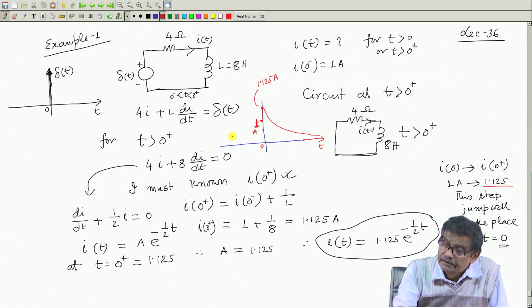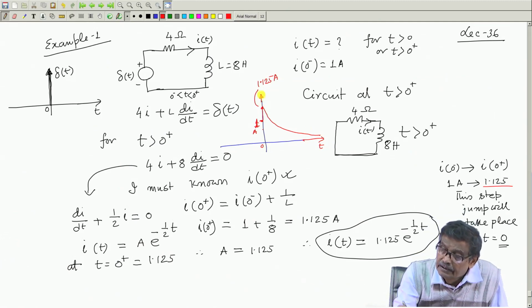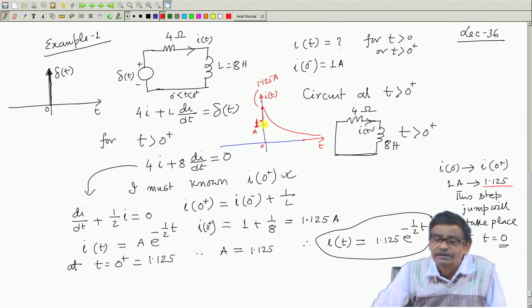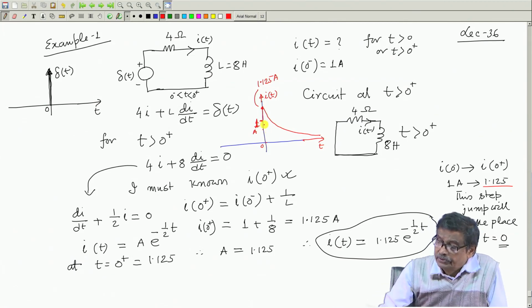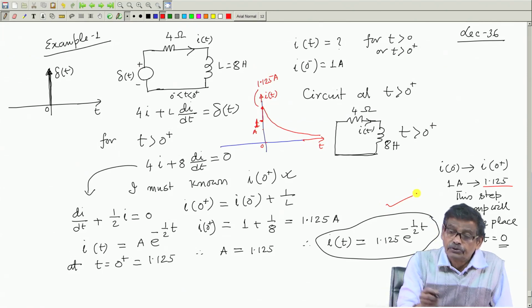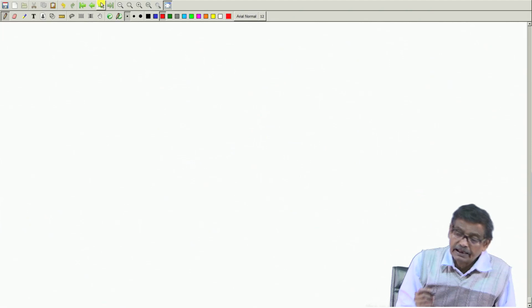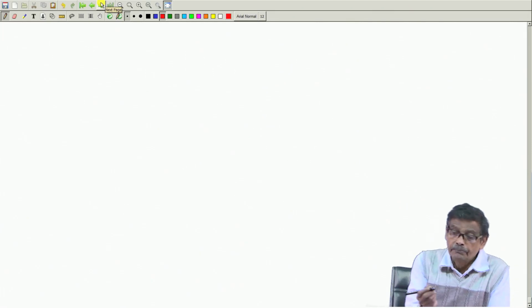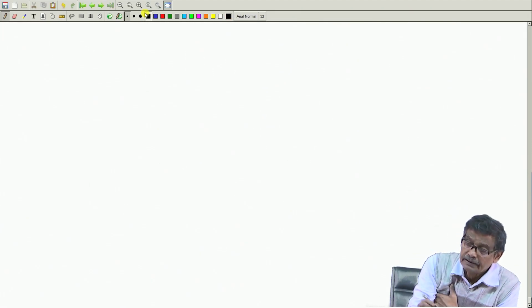Decay of current, this axis is your i(t). For me, it does not matter whether it is 0 plus or 0. So this will be the complete solution of this one. Let us do it for the second problem. Second problem is like this.